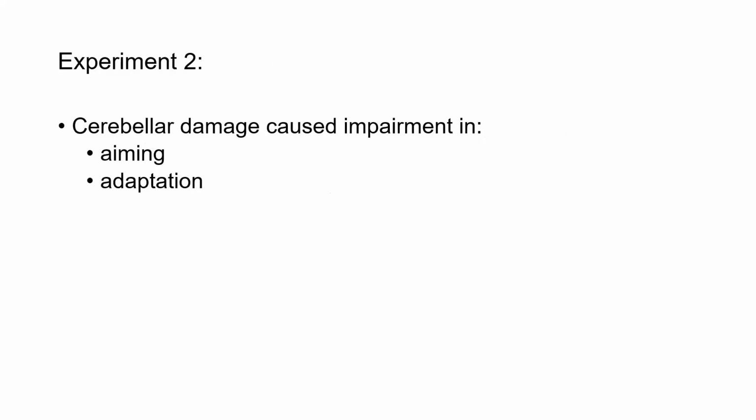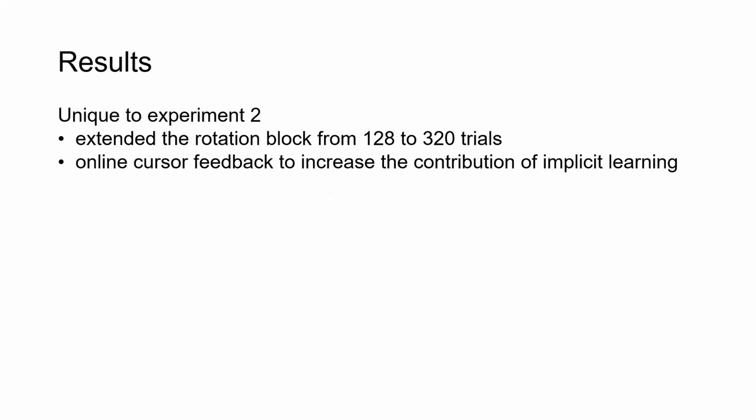The big idea for the results of experiment 2 is that gradual introduction of a rotation fails to alleviate impairment in aiming and adaptation as a result of cerebellar damage. As a reminder, the rotation block was comprised of 320 trials and had online cursor feedback to increase the contribution to implicit learning, meaning the participants could see the cursor as it moved to their aiming location. Not the case in experiment 1. This was for implicit learning purposes again.